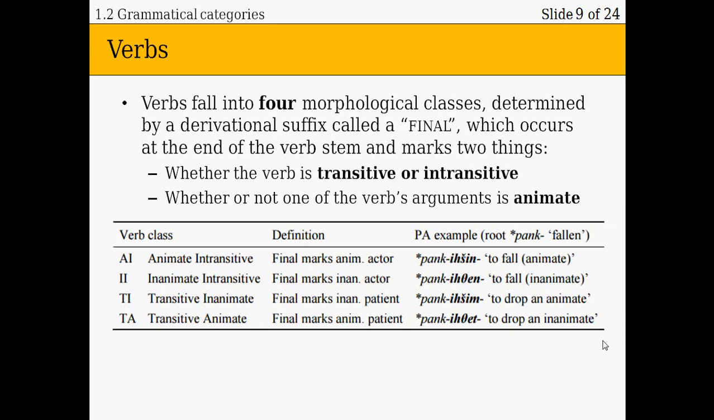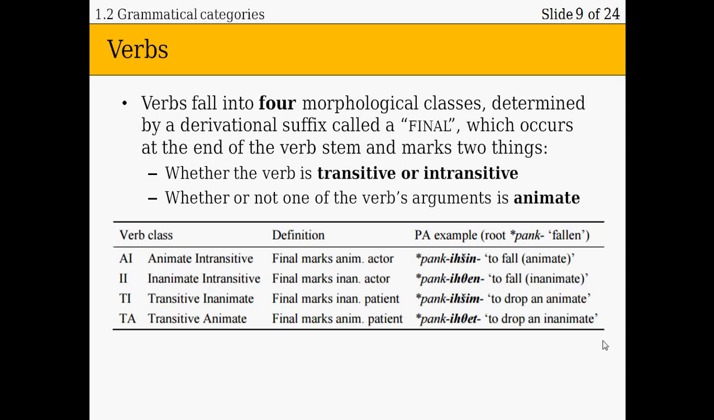So you can see the examples here from Proto-Algonquian. We have the same root that forms four different verb stems. The root is punk, and it means the idea of falling or being fallen. And then depending on what final you add, you get four different verb stems. The first one, punkashin, means to fall when you're talking about something animate. The second one, punkathen, means to fall when you're talking about something inanimate.